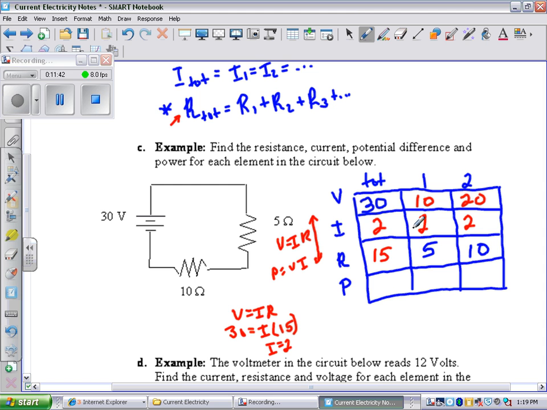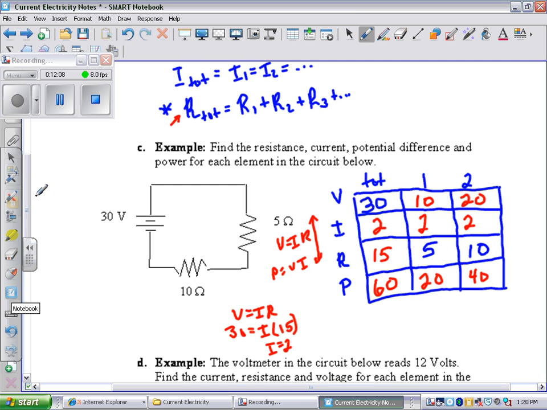For the powers, I do P equals VI. So V of 30 times I of 2 is going to give me a P of 60 watts for my power. 10 times 2 gives me 20. And 20 times 2 gives me 40. So the battery is supplying 60 watts of power. The first resistor is using 20 of those watts, and the second resistor is using 40 watts.